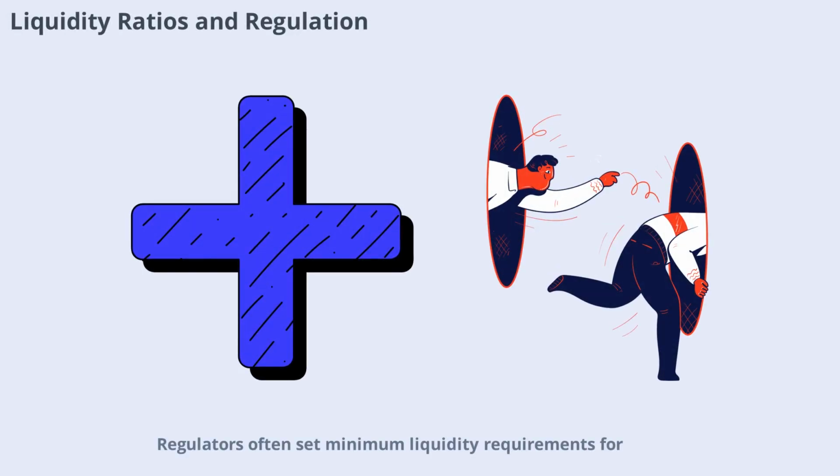Regulators often set minimum liquidity requirements for banks and financial institutions to ensure stability. These rules help prevent crises by making sure institutions can meet withdrawal demands and other obligations. Companies in regulated industries must pay close attention to liquidity ratios to stay compliant and avoid penalties.